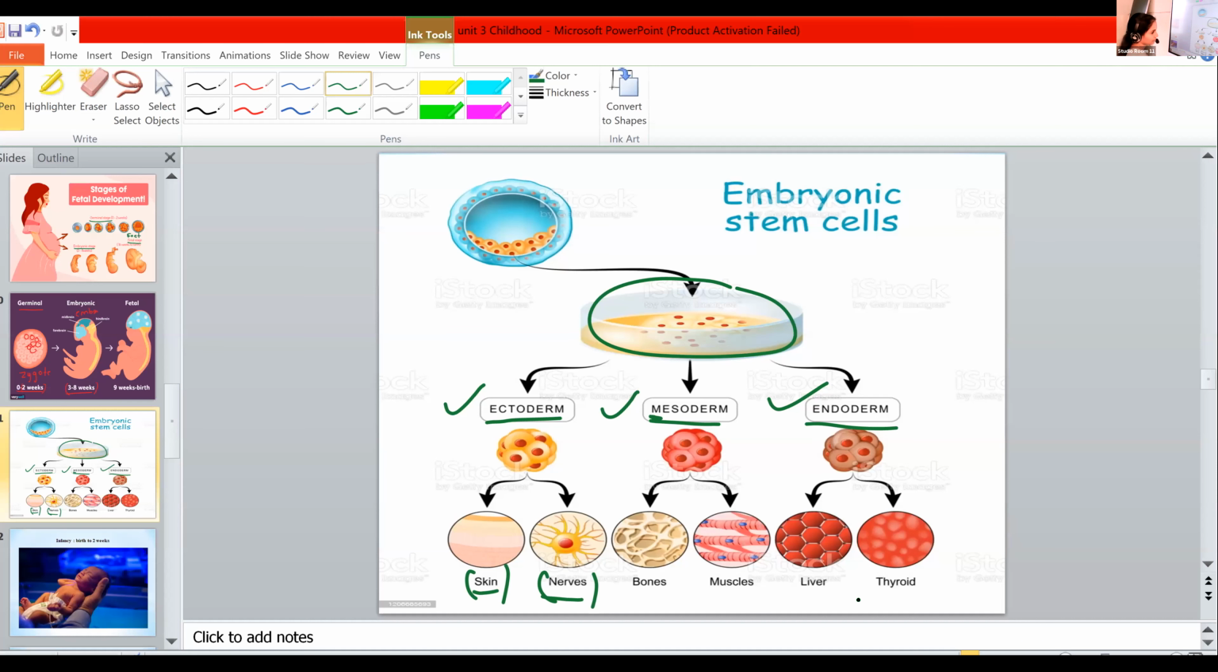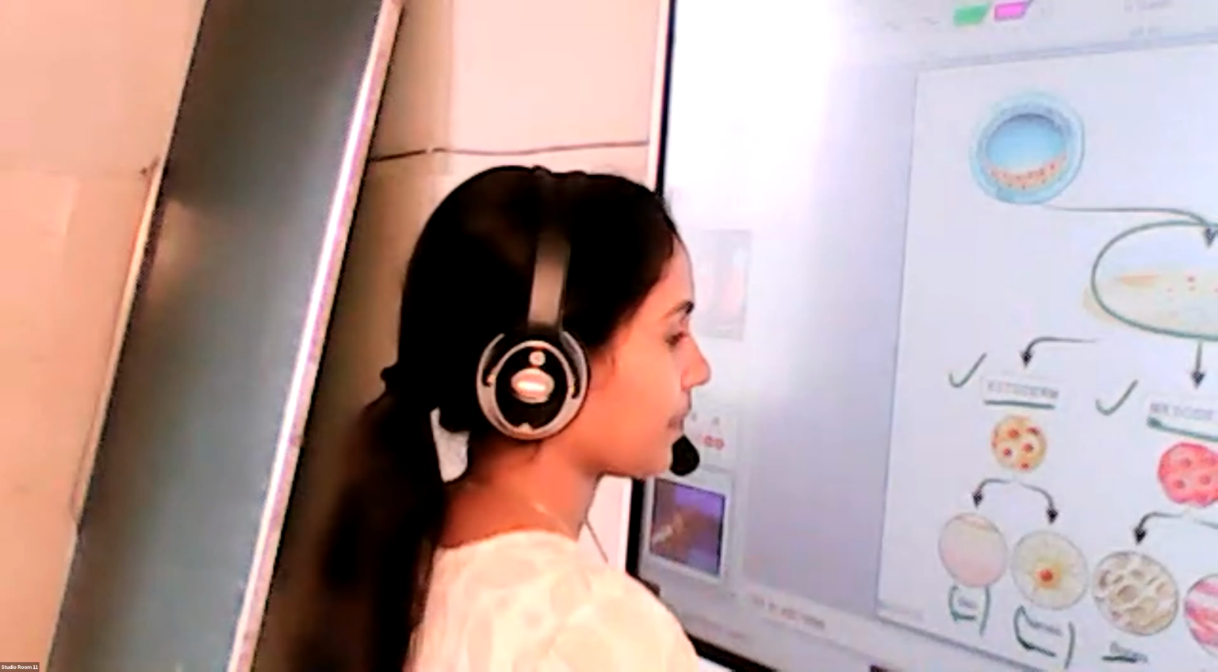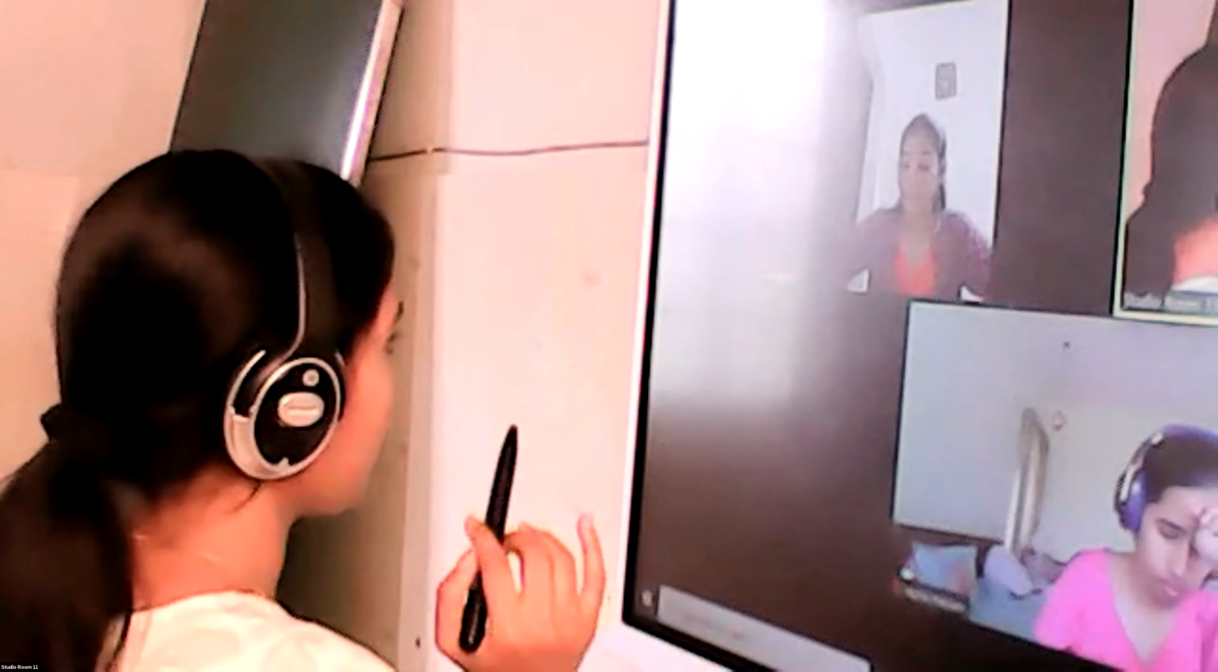In this stage, we call the baby an embryo. Sorry, in the germinal stage, it is zygote. In the embryonic stage, it is embryo. And in the fetal stage, it is called fetus.